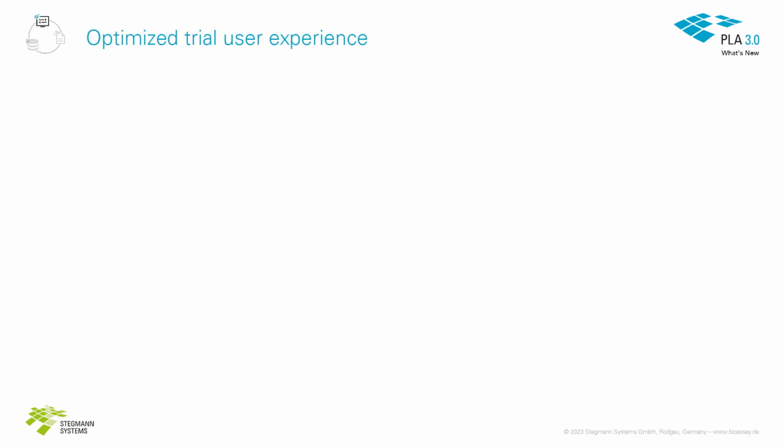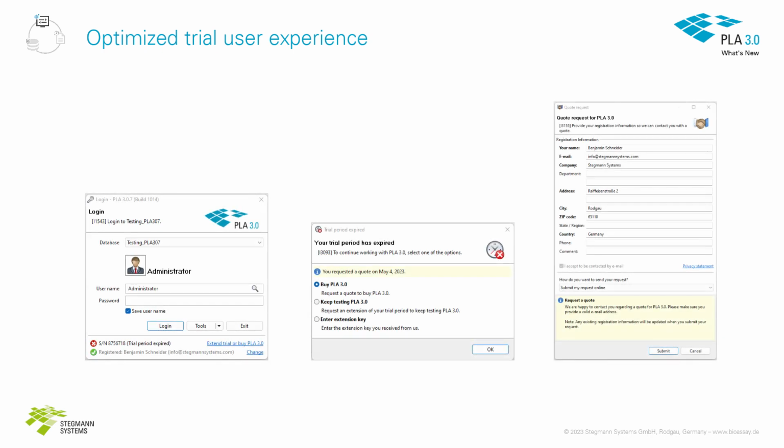Trial users of PLA 3.0.7 can also look forward to an optimized trial experience. The PLA login screen now shows more details about the current trial status, trial extension options, and the quote request.